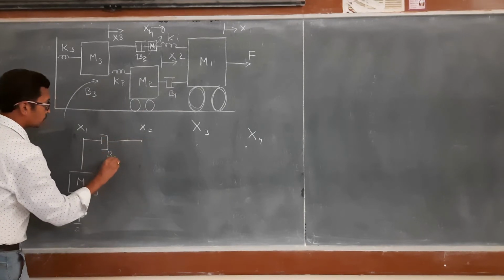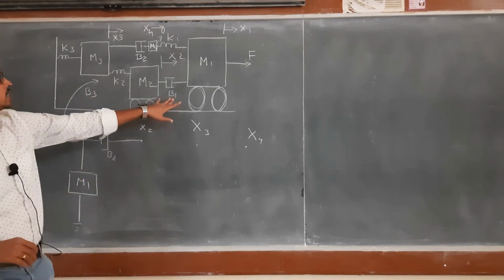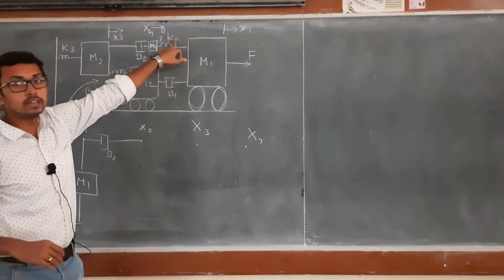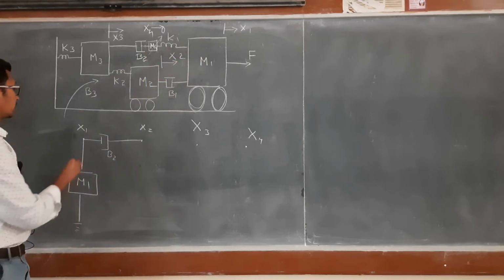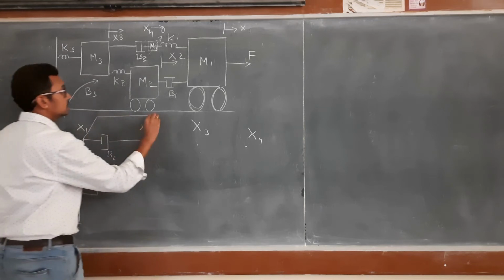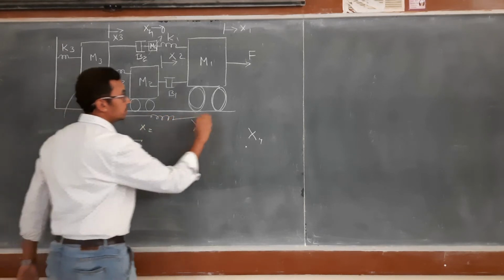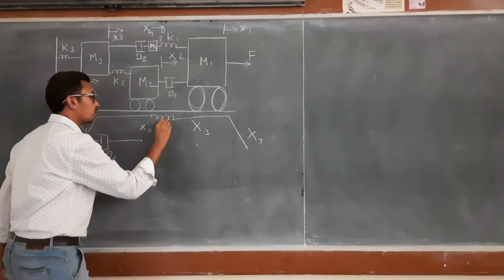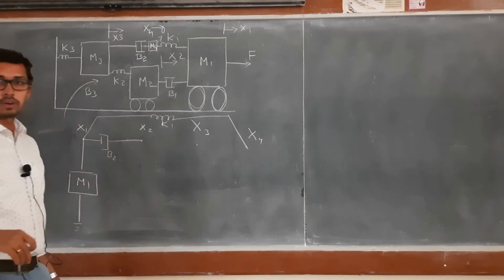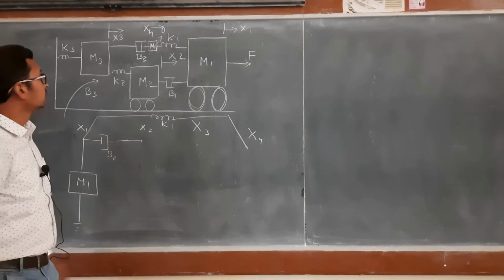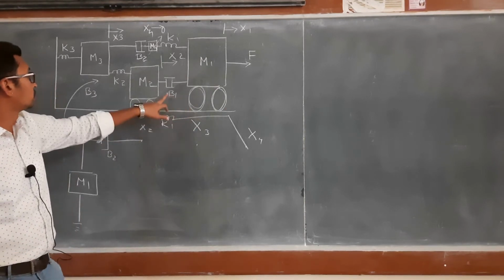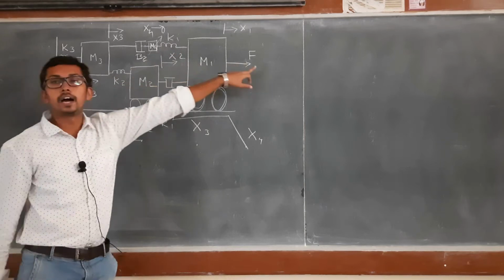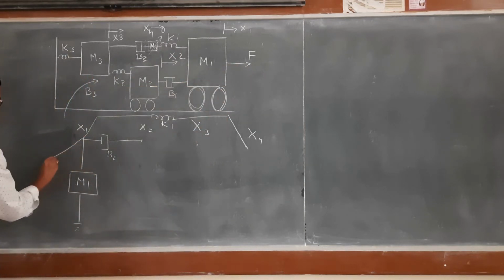This is B1, between node 1 and node 2. Next, what else is there? There is a K1 which is between node 1 and node 4. How to represent that one? This is K1 between node 1 and node 4. Next, what else do we have connected to M1? Nothing, right? So B1, K1, M1 and the F, the applied force. F is the applied force.